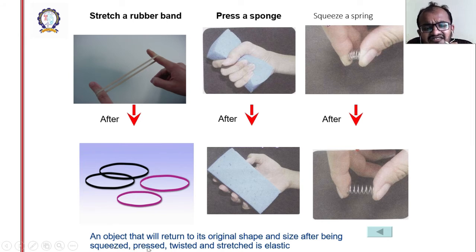So an object that will return to its original shape and size after being squeezed, pressed, twisted and stirred, we can call elastic, right. If a particular body can regain its original position after being stretched, then we can say it is an elastic material, right.